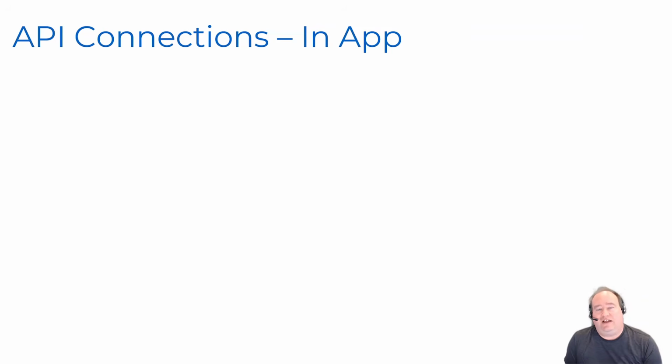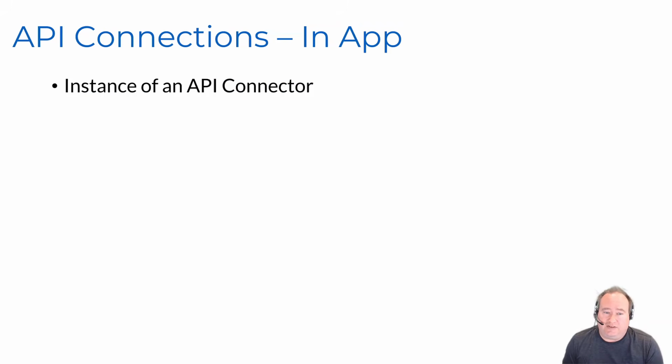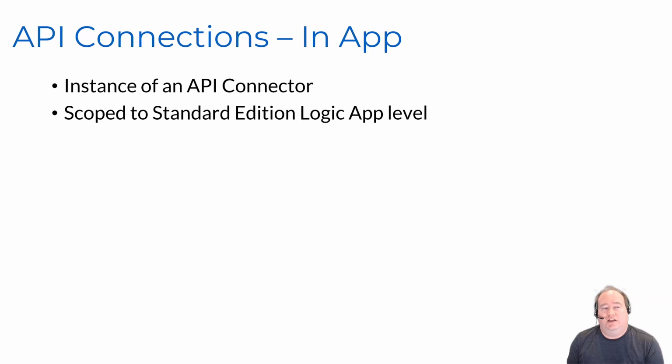And now we have API connections that live in app. These are ones that run inside your standard edition logic apps. These are also going to be instances of our API connector, just like we saw with Microsoft Managed. And these are going to be scoped a little bit differently. So the Microsoft Managed, remember, are scoped to the resource group level. These are going to be scoped at the standard edition logic app level. And remember, a standard edition logic app can have multiple workflows inside of it. So you can have 10, 20, maybe more workflows, and these would all share the same in-app connectors that are created at that core standard edition logic app level.